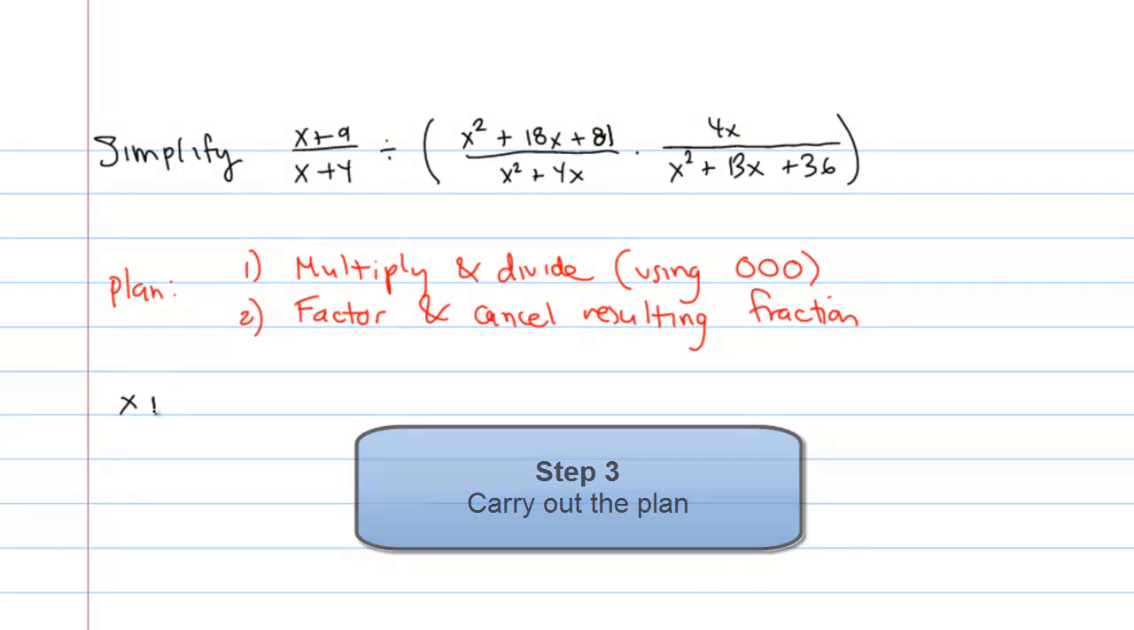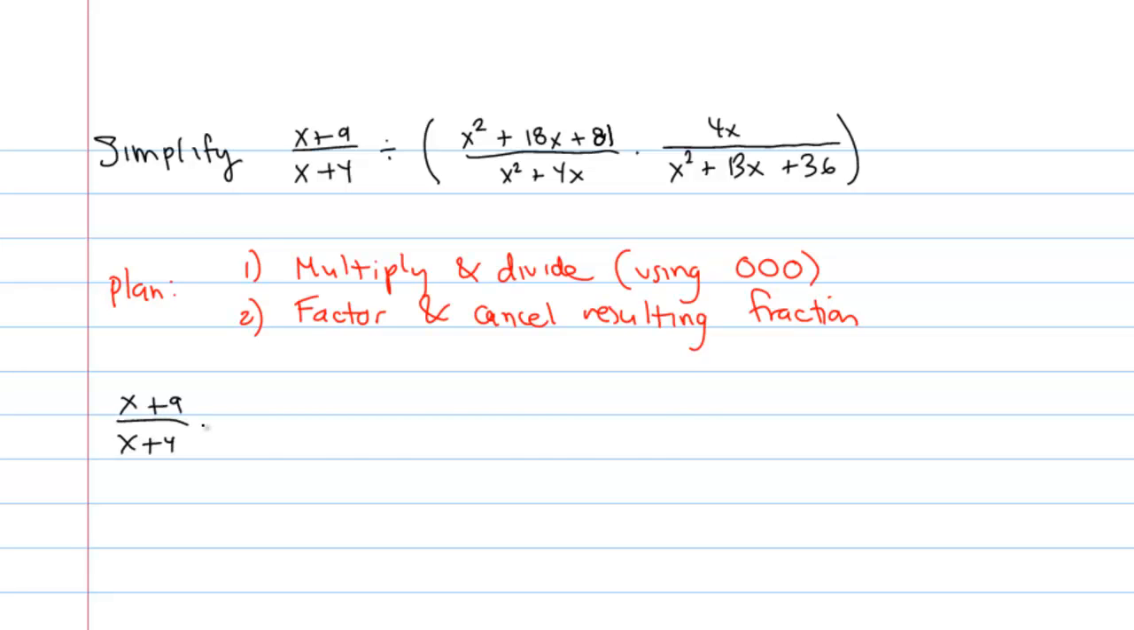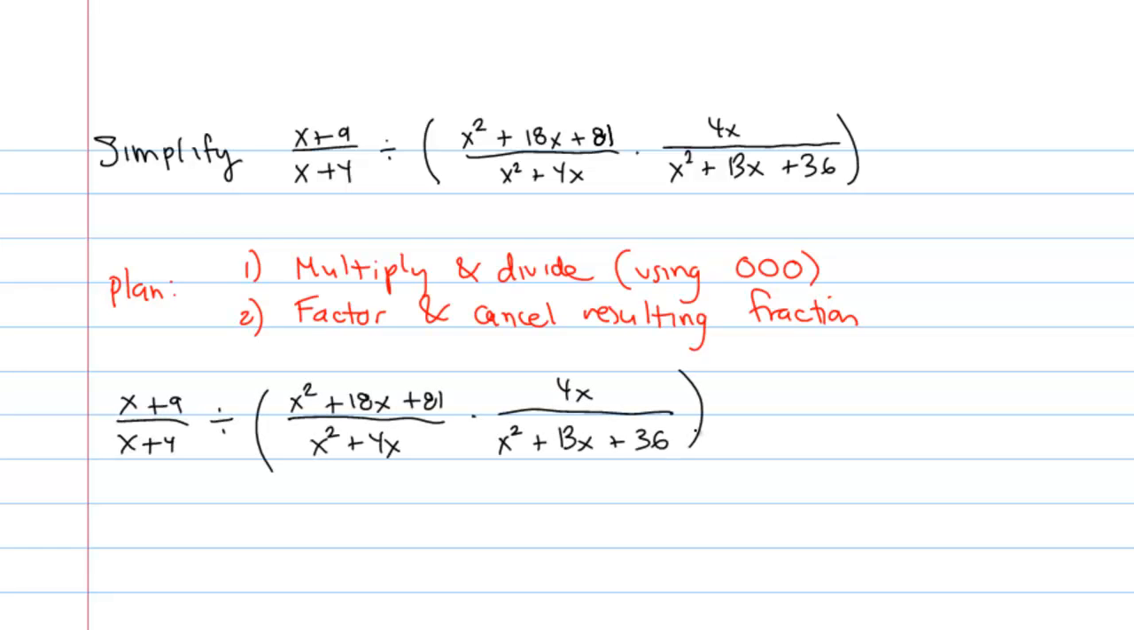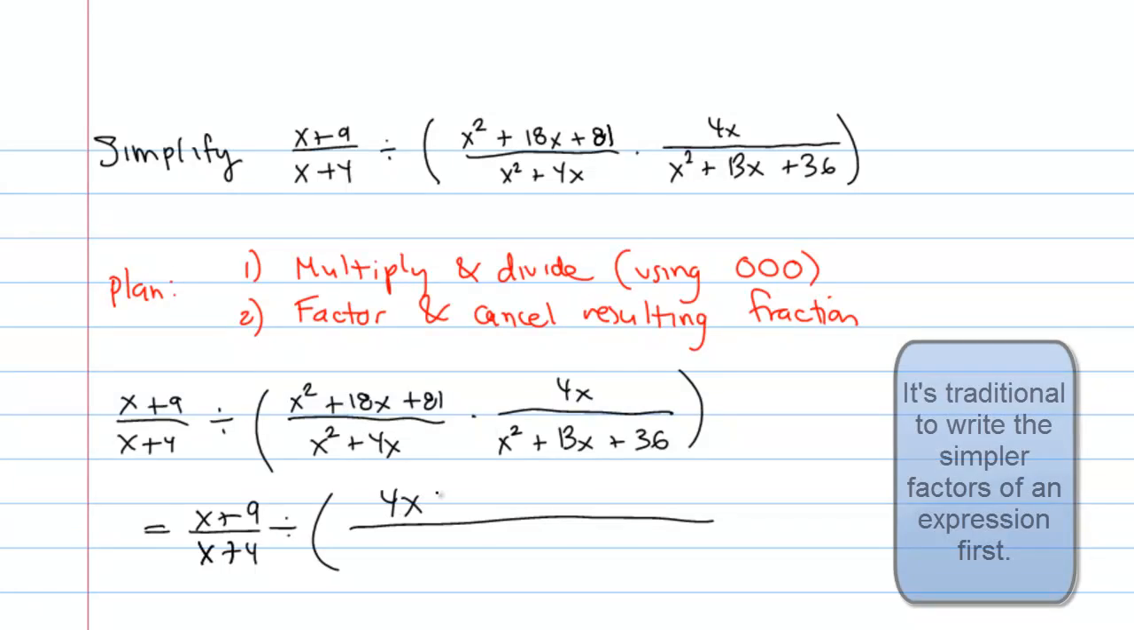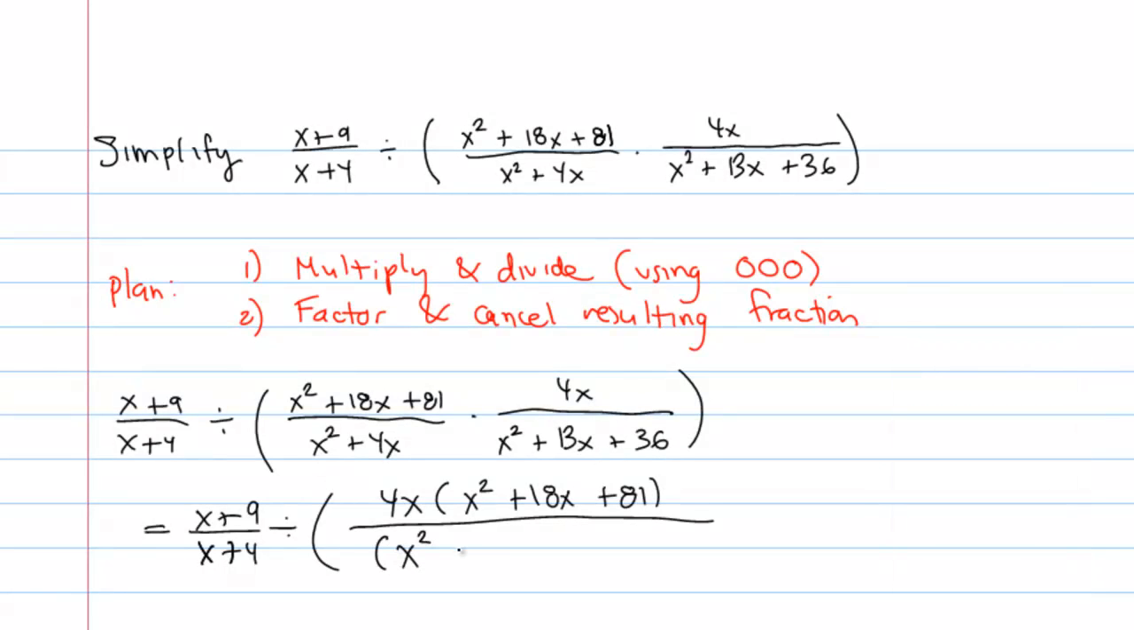So let's start by writing this expression down and working our way through it nice and slow. Based on the order of operations, that's what the OO stood for, the first thing I'm going to have to work on is the expression inside the parentheses. To multiply fractions is the same thing as to multiply the numerators and then to multiply the denominators. So if I multiply across the top, we're going to have this quadratic times 4x, so 4x times (x squared + 18x + 81). And if we multiply the 2 expressions on the bottom, we're going to have (x squared + 4x) times (x squared + 13x + 36).